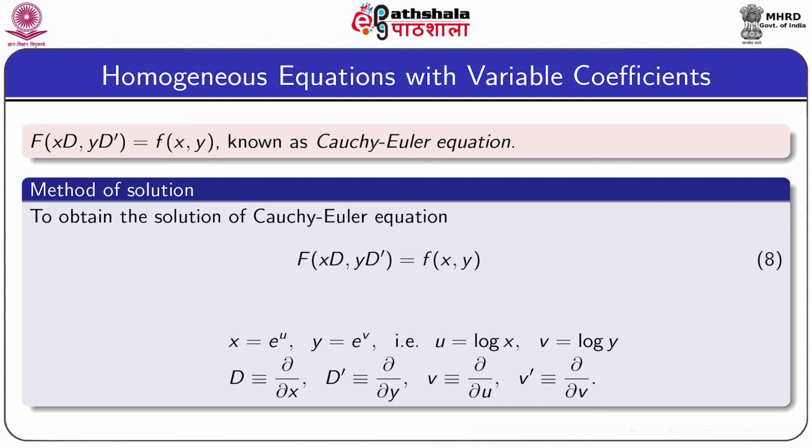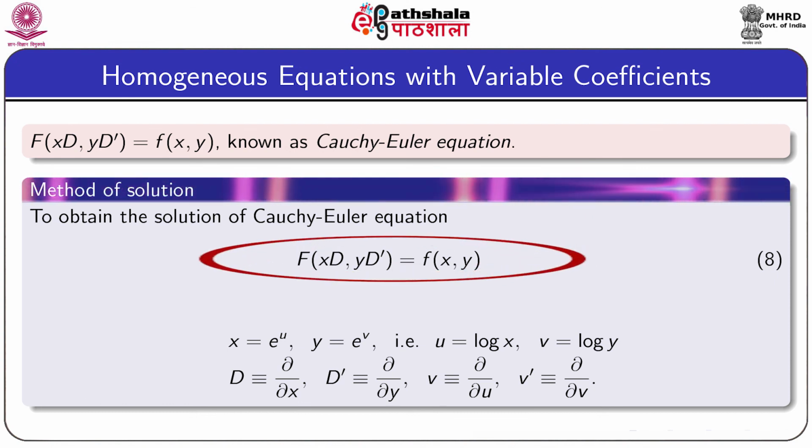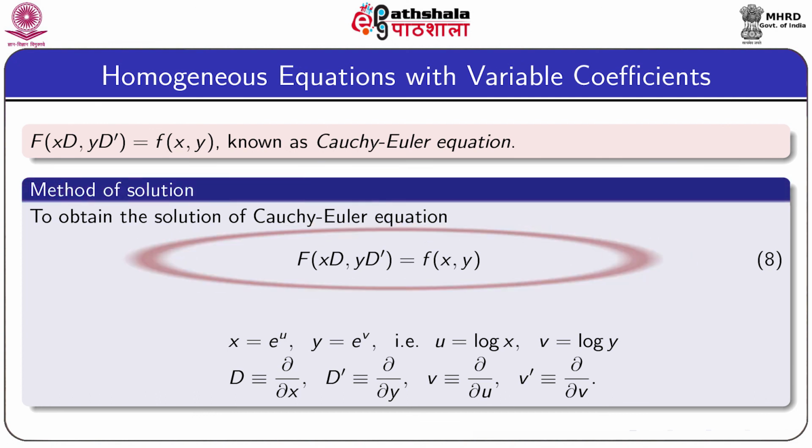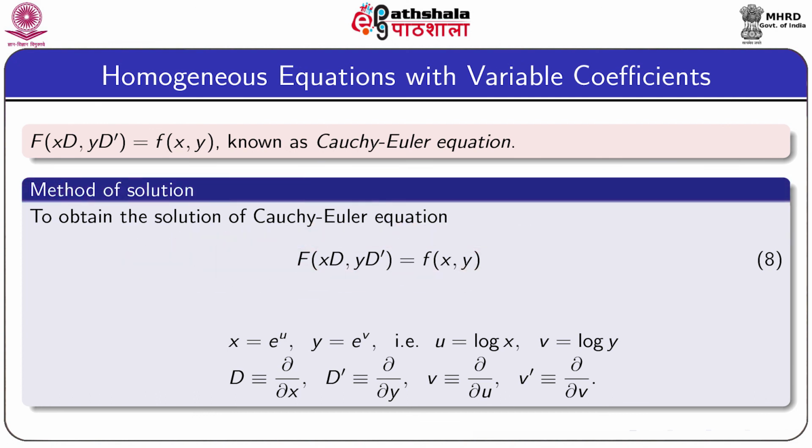Now, I want to discuss a particular form of a second order differential equation where the coefficients are not constant, but variable coefficients. But these variable coefficients have some particular form, that means the function capital F can be written as a function of x into capital D and y into D dash. So, if capital F is in this particular form, that equation is known as Cauchy-Euler equation.